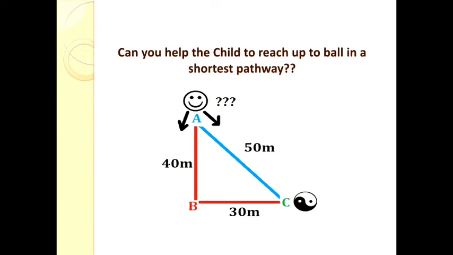The child may go from A to B and B to C. But in this method, the child has to cover 70 meters. But instead of that way, if the child goes directly from A to C, the child has to cover only 50 meters.